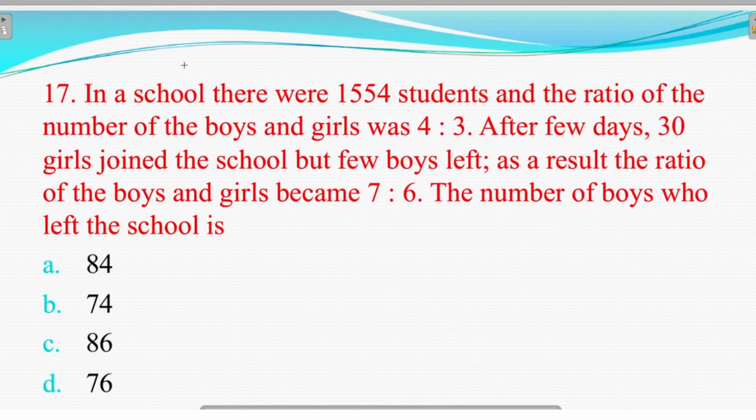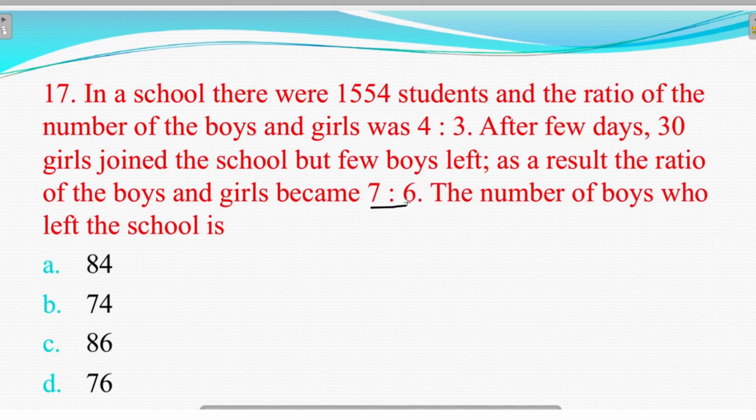In a school, there were 1554 students and the ratio of the number of boys and girls is 4 is to 3. After a few days, 30 girls joined the school, but a few boys left. As a result, the ratio of boys to girls becomes 7 is to 6. I need to find out the number of boys who left the school.